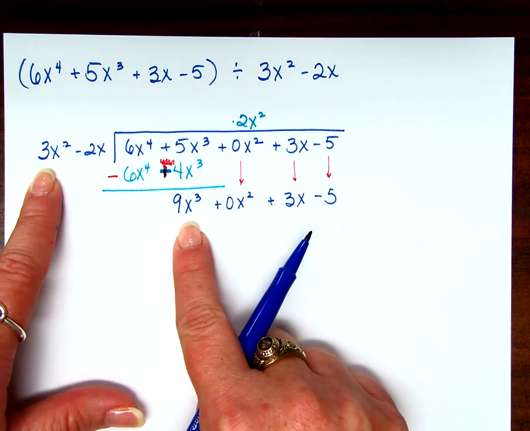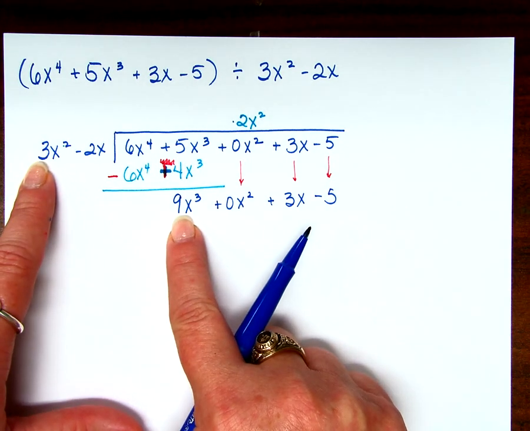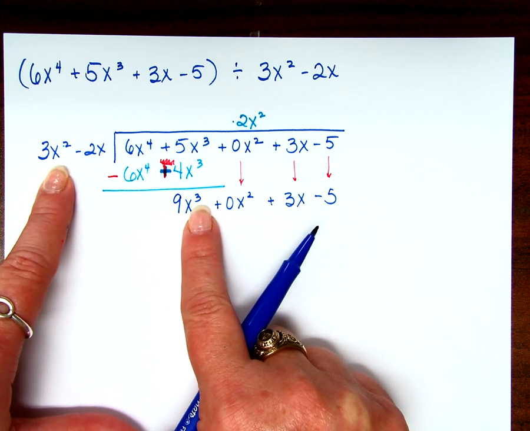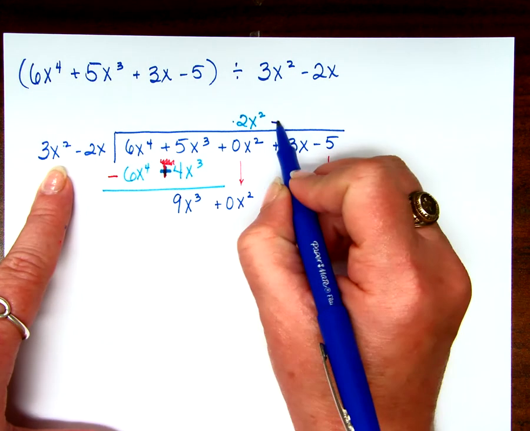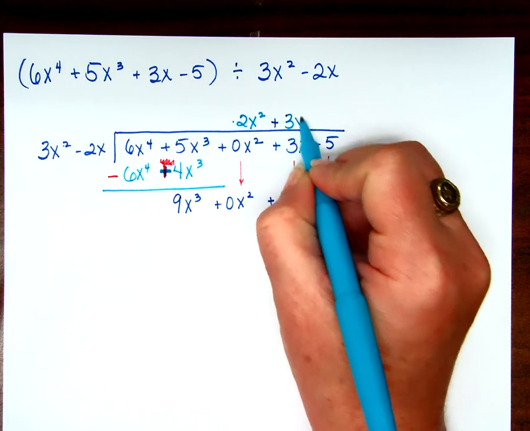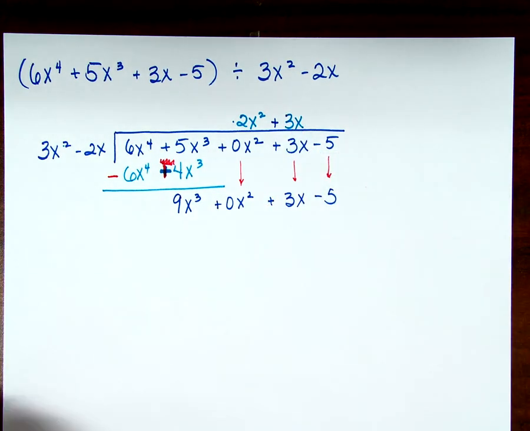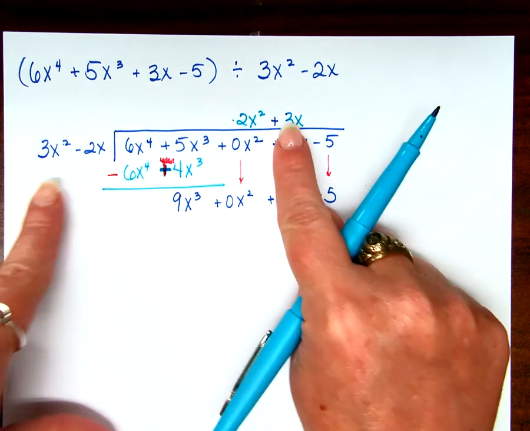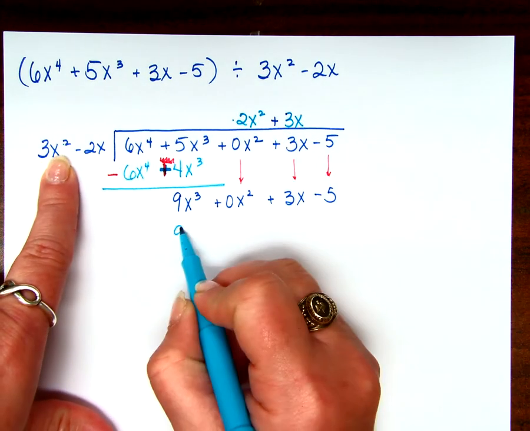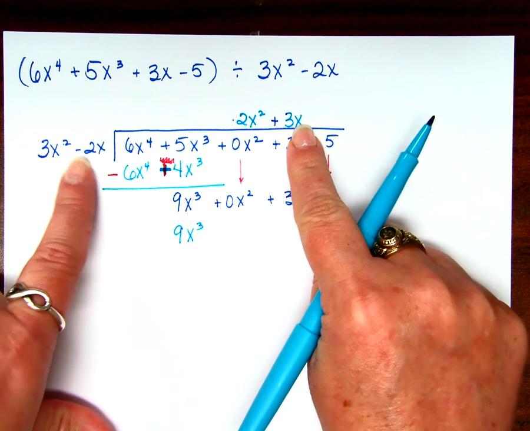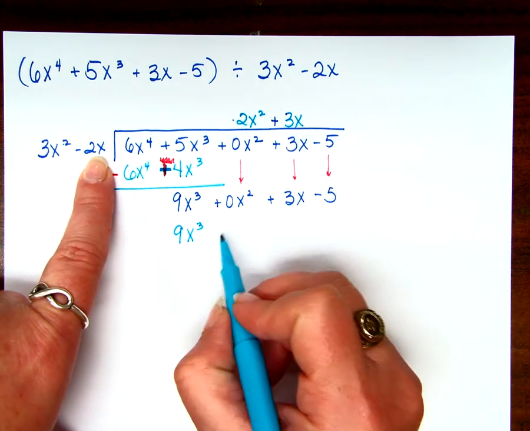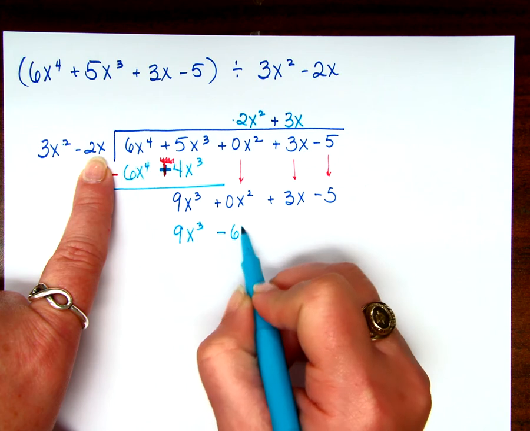First term by first term. It's 9 divided by 3. 3, what's x to the 3rd divided by x squared? X, so just 3x then. Plus 3x. Yeah? And now what? Multiply, right? 3x times 3x squared? 9x cubed. 3x times -2x. I'm not going to miss it this time. -6x squared, right?